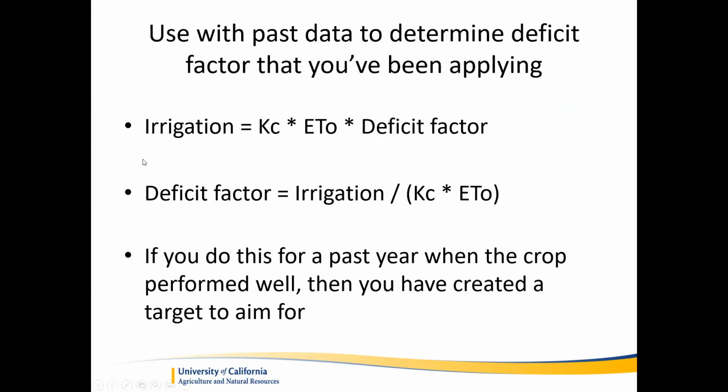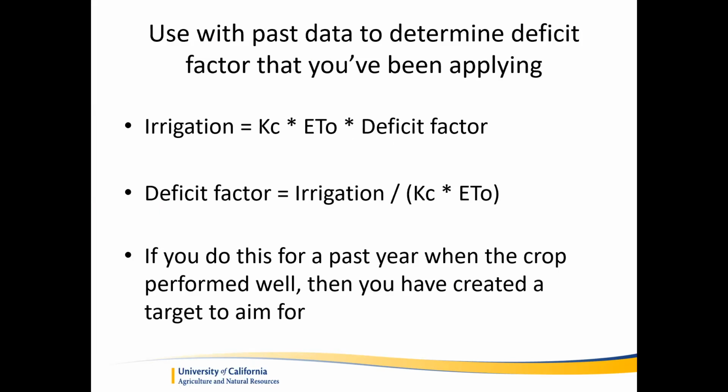We're all used to this very first equation I show you here. Irrigation, so this is how we calculate how much irrigation to apply, equals the crop coefficient times the reference evapotranspiration times a deficit factor. So in order to use this equation, we had to have in mind what deficit we plan to apply, and we had to know what our crop coefficient was.